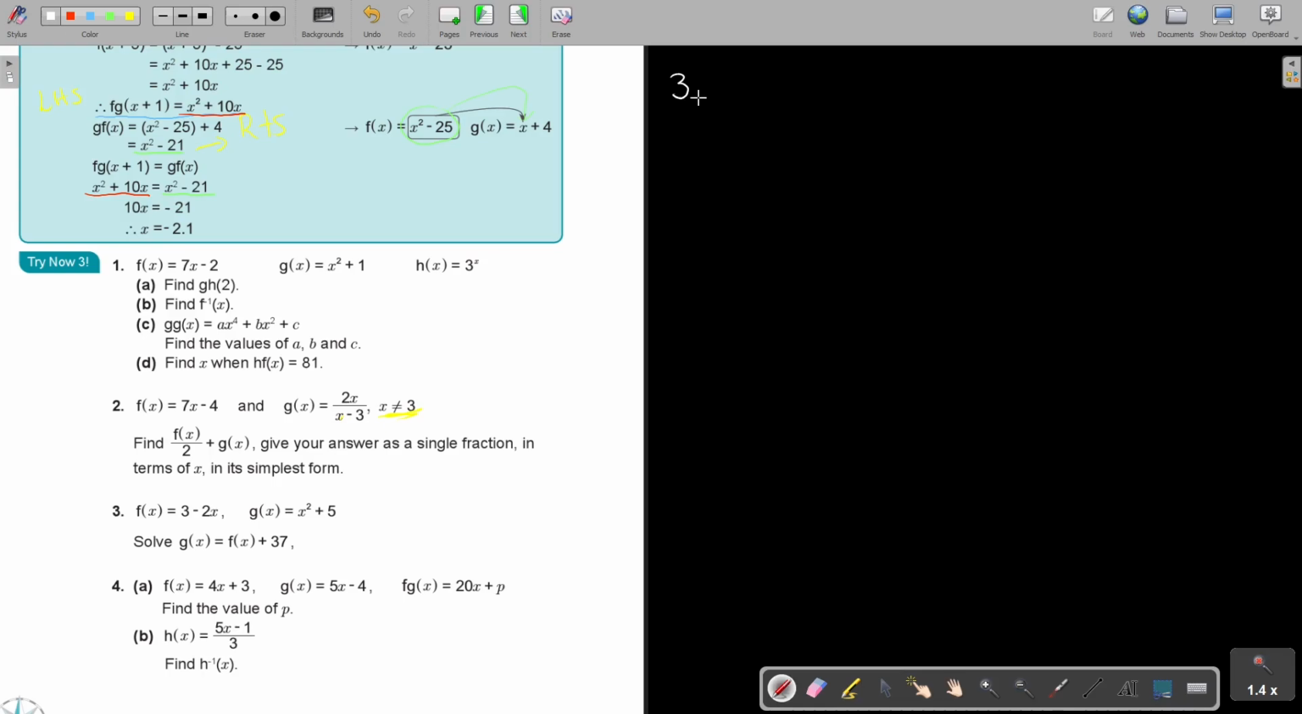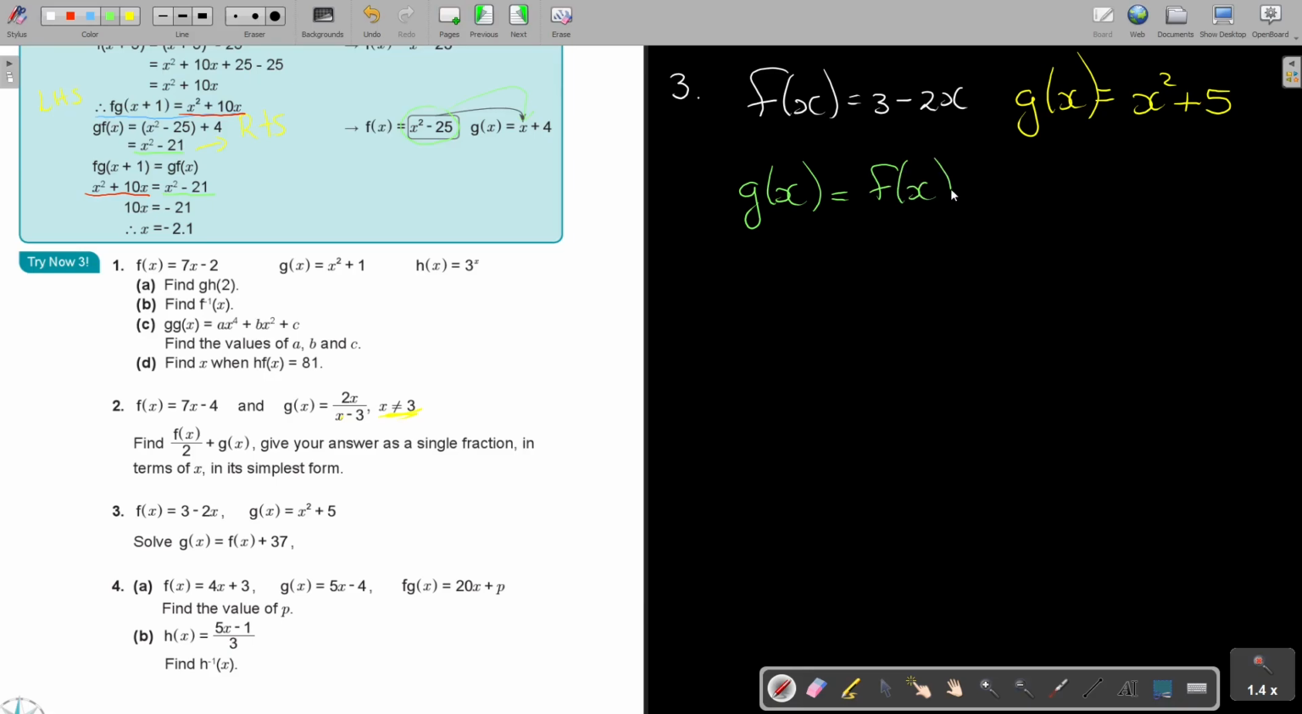Number 3. So I'm having f(x) equals 3 minus 2x. It seems to me I started with white there. It's fine. I just changed the color now. And g(x) is x squared plus 5. Okay, so what is my first question I'm asking you there? I'm just saying solve. Okay, so if I'm asking you to solve that, I'm just going to write it down, and basically I'm just going to do substitution. So let's first write it down. I'm just using another color now. So it's g(x) equals f(x) plus 37.